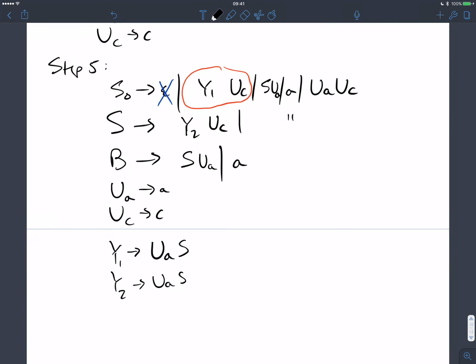If the original grammar was only the empty string and you had something like this and then you deleted it, then it won't generate anything. Okay. Other questions about CNF?